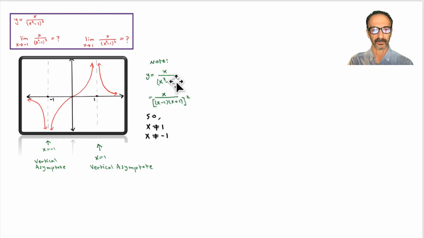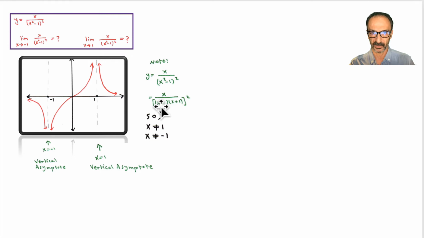Look at this right here. This is our function. If you factor x squared minus 1, which is a difference between two squares, I get, inside brackets, x minus 1 and x plus 1. Now those are zeros of the denominator, which means I cannot use them. They are out of my domain. My domain is all real numbers except 1 and negative 1.